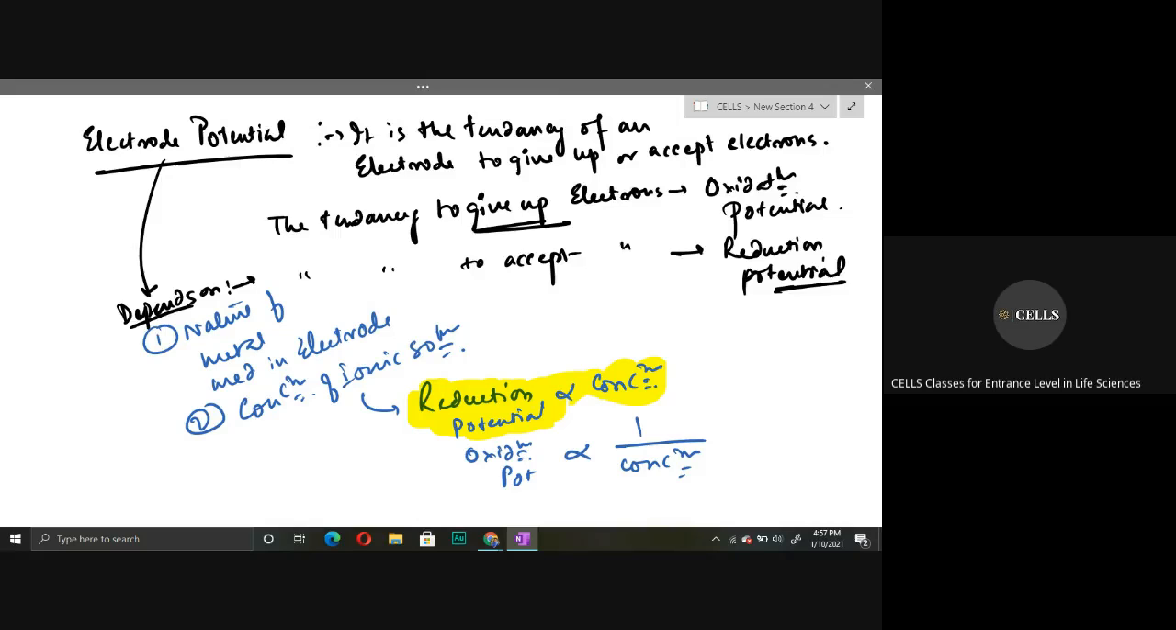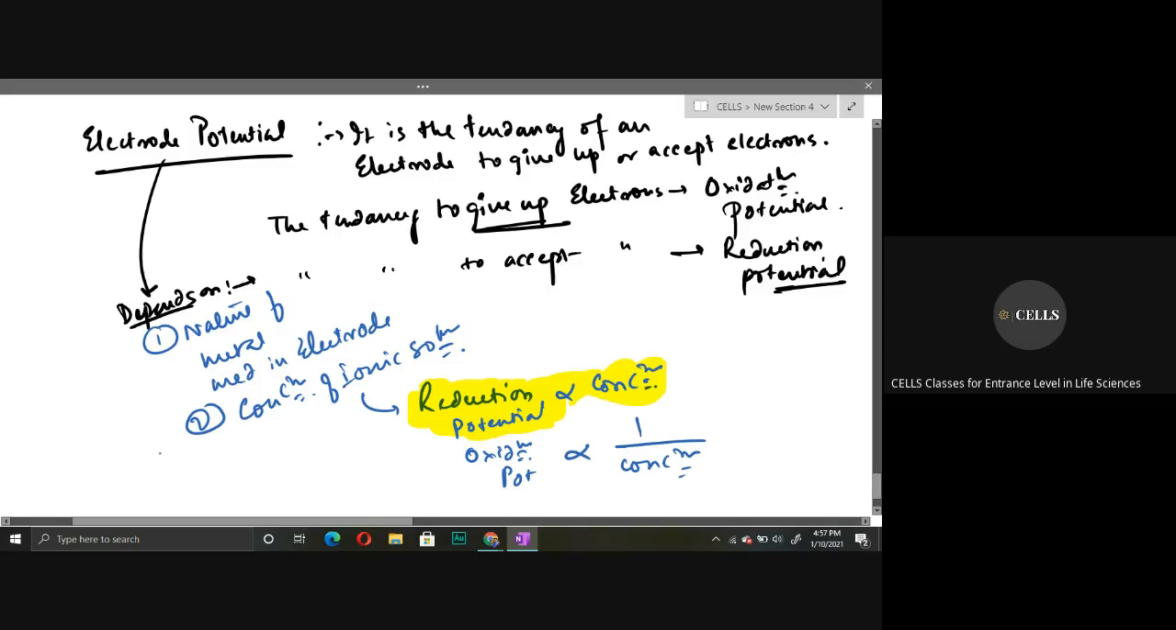That will be best. And third, electrode potential also depends upon the temperature. If you change the temperature, the potential will also change. Now let's move on to the next one.